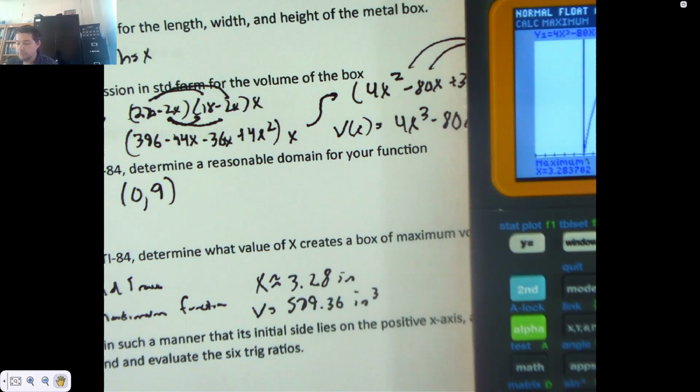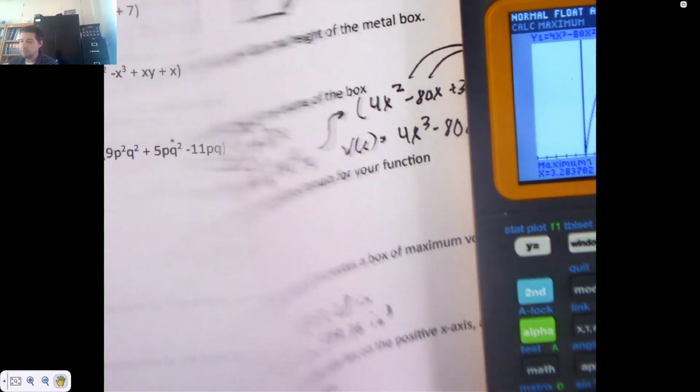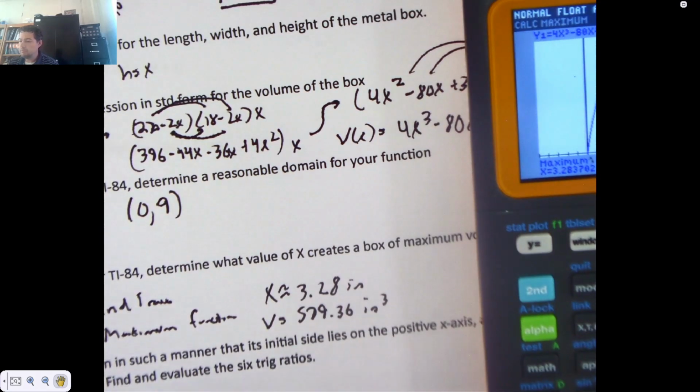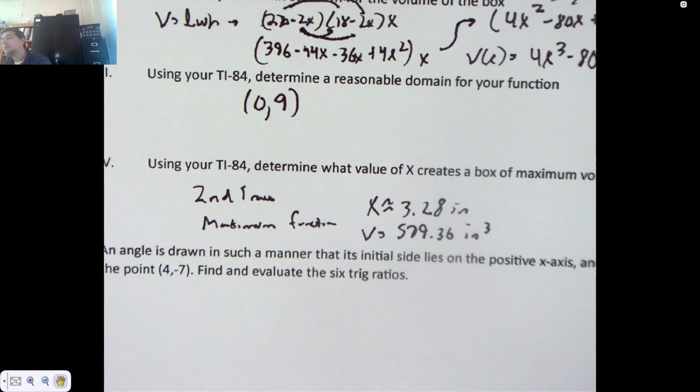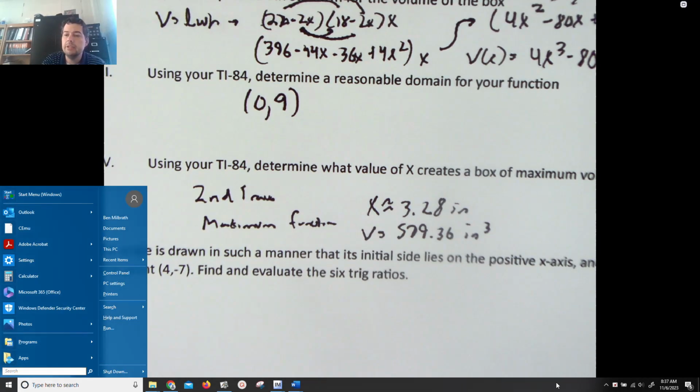So you ought to be able to do the one before it, which I don't know where it's at, but it's somewhere. 14. You ought to be able to do 14. And the bell's about to ring, so that's all I can do right now until my planning period.